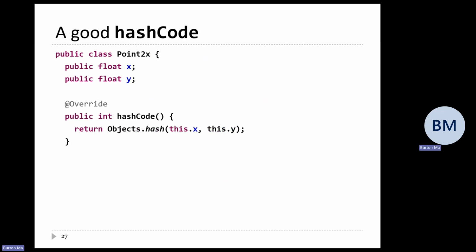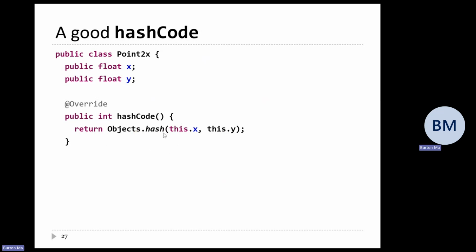How should you do it? There's a class called Objects with an S. This is the utility class that's paired with Object. It contains a bunch of methods that operate on objects. That's why the S is important here.